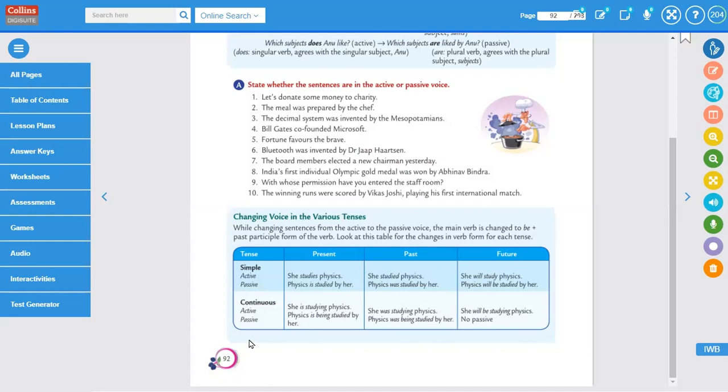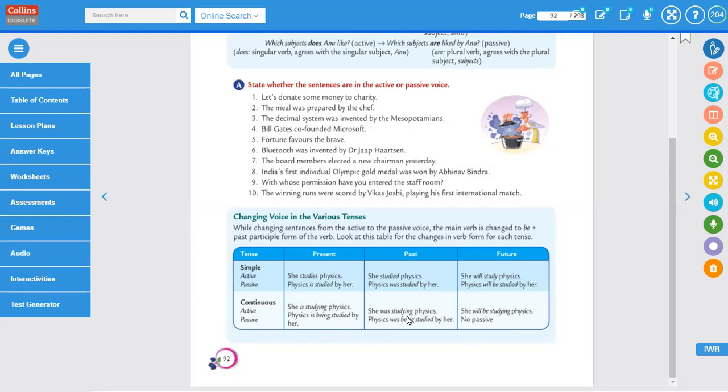Next up, this is in passive voice. Physics is being studied by her. Physics was being studied by her. No passive voice in case of future continuous tense.